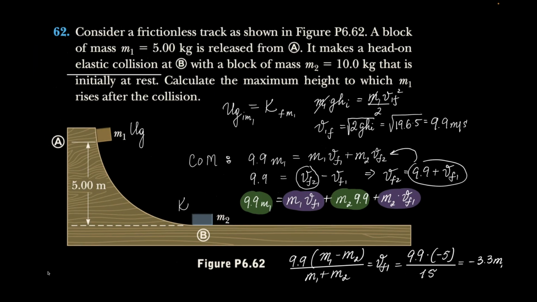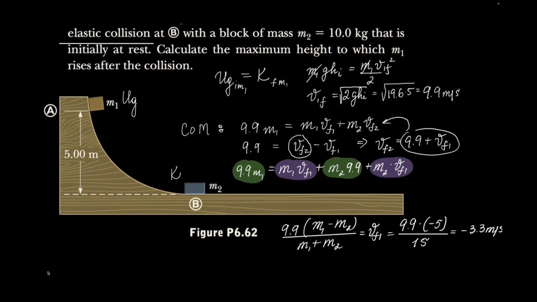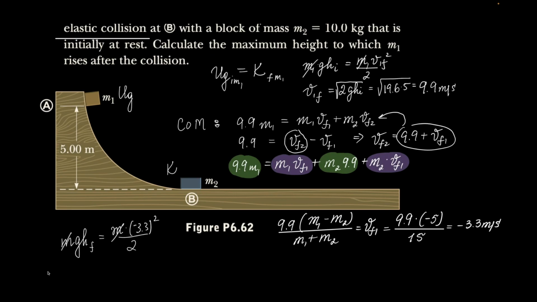And then to what height will it rise? Well, your m g h final will be equal to m times negative 3.3 squared over 2. Cancel your masses again. And then your h final is just going to be 3.3 squared over 19.6. I got 0.55 meters.